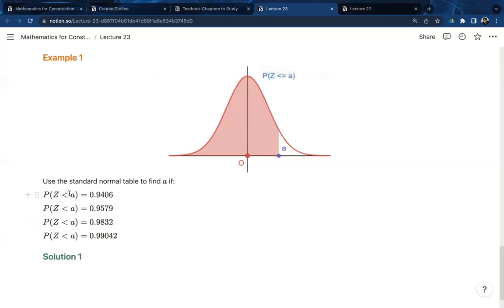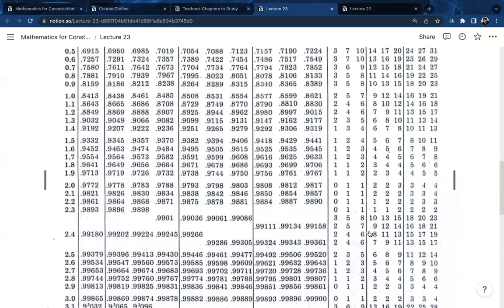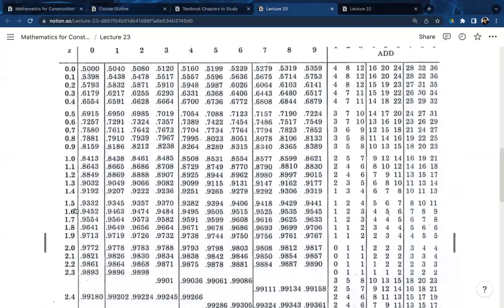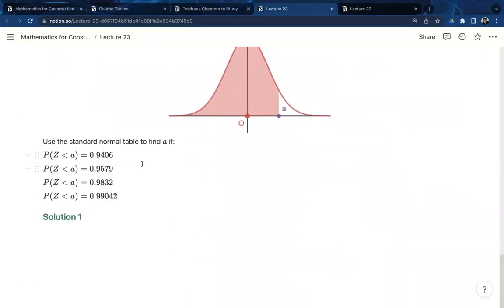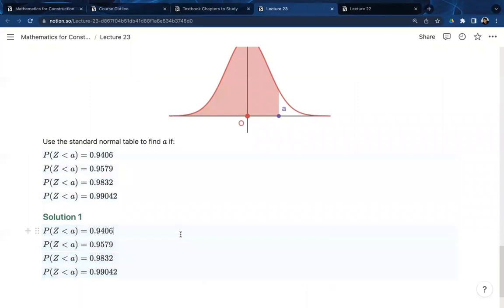Now, how would you figure out what a is if I tell you the probability is 0.9406? Well, you have to go in the table and look for 0.9406. Where is that? Look, I've seen 0.94 here by 1.6. Well, look here, 0.9406. So this is 1.56. So you could say that directly from the tables for that one.